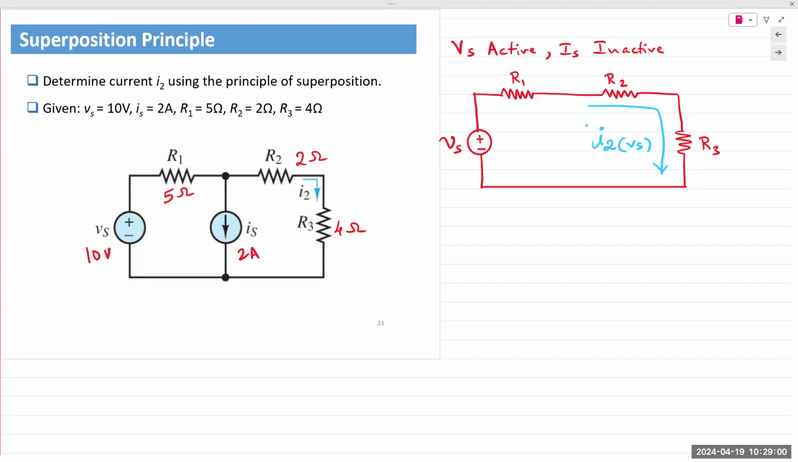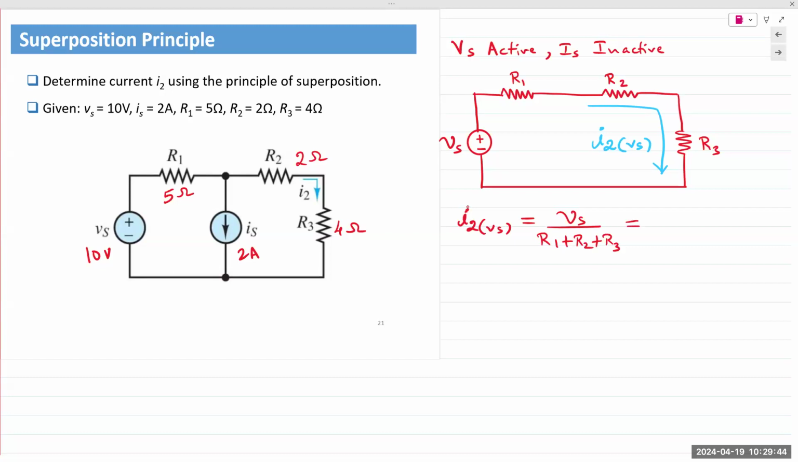On the right, we have R1, R2, R3. One mesh, one resistor. We can reduce it down to Req, the total equivalent resistance as seen by the source Vs. And I can find I2 by applying simple Ohm's law. And that's it. It's a one-step answer for the first circuit. So I can find the current I2Vs as equal to Vs over Req, and in this case, Req is R1 plus R2 plus R3.